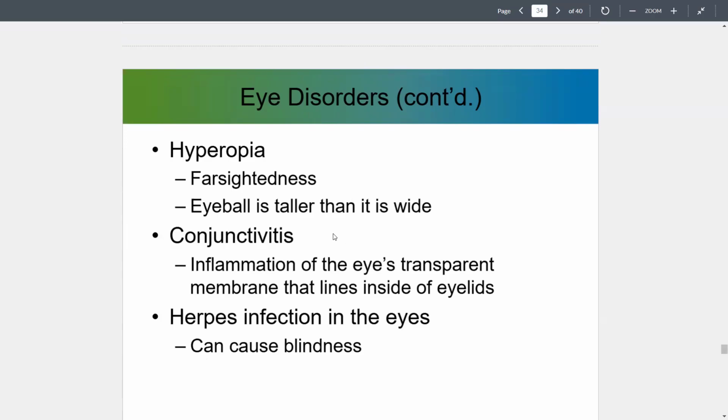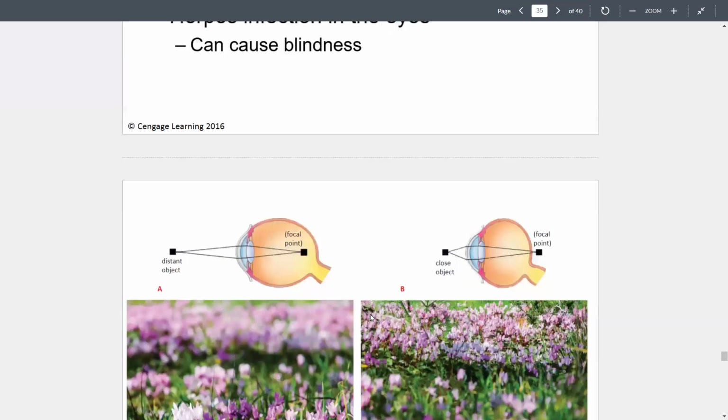Conjunctivitis is inflammation in your conjunctiva. You can get herpes in your eyes.